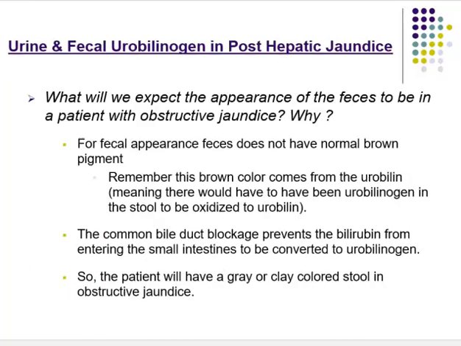What would we expect to see in the feces of our patient with obstructive jaundice, and why? For the appearance of feces, you're not going to have that normal brown pigment. Remember, the brown pigment comes from urobilin. Remember, the urobilinogen has to be oxidized to make urobilin. Well, that process is not going to happen in an obstructive or a post-hepatic patient. The common bile duct blockage prevents the bilirubin from entering the small intestine to be converted to urobilinogen. So the patient will have gray or clay-colored stool in obstructive jaundice. They're not going to have the normal brown pigmented stool.